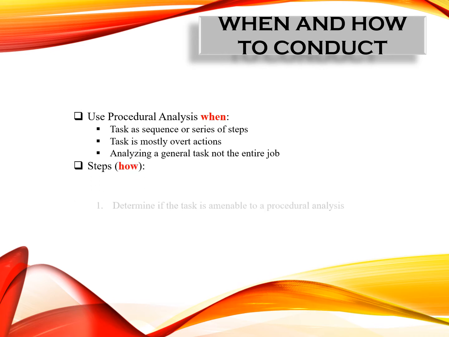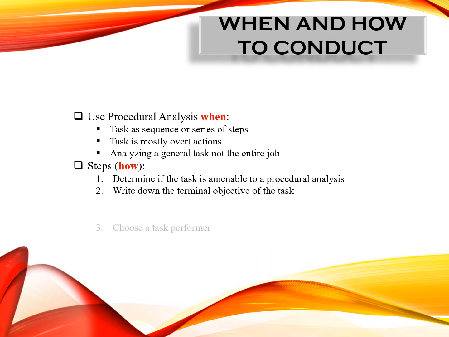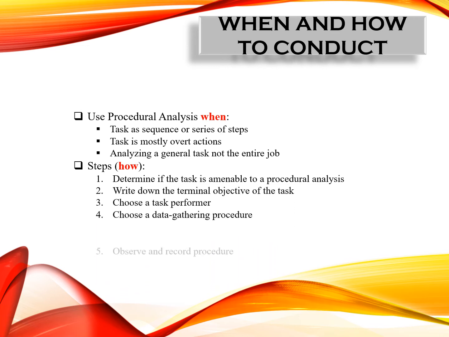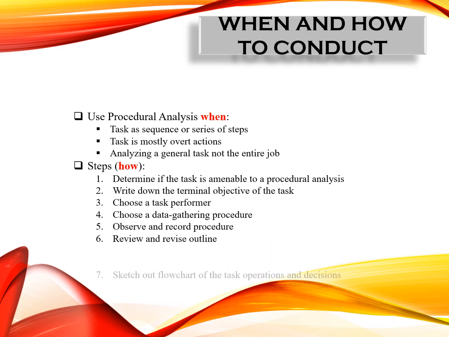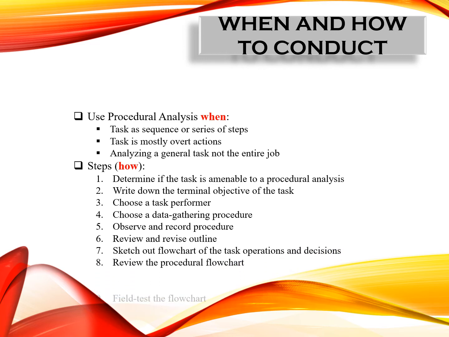The first step is to determine if the task is amenable to a procedural analysis. Is the task regarded as a sequence or series of steps? The second step is to write down the terminal objective of the task. What will the learner be able to do when they execute the task? The third step is to choose a task performer, preferably a competent performer.